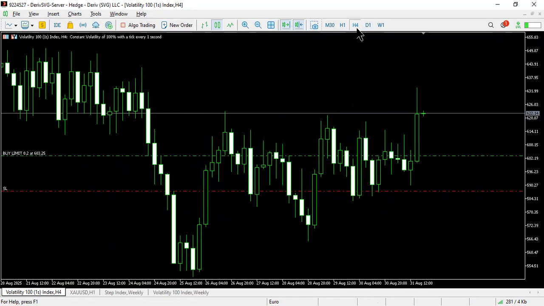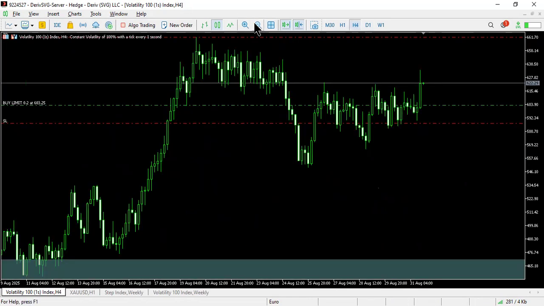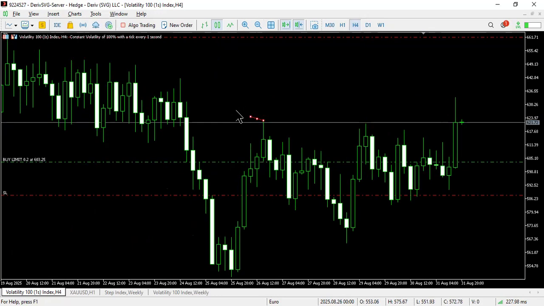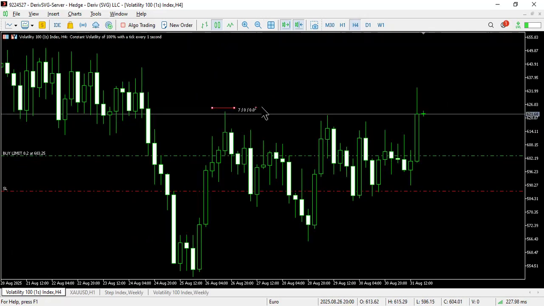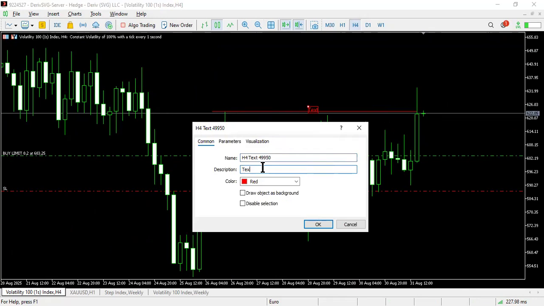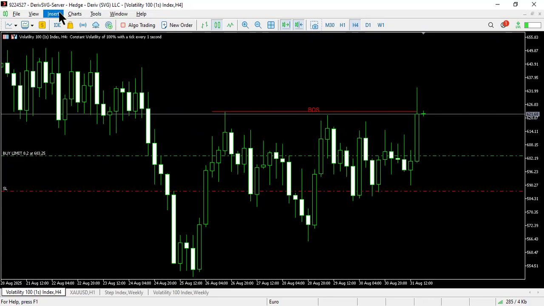And then if we go to the 4-hour time frame, we can see that price has broken a new high. That is a break of structure.